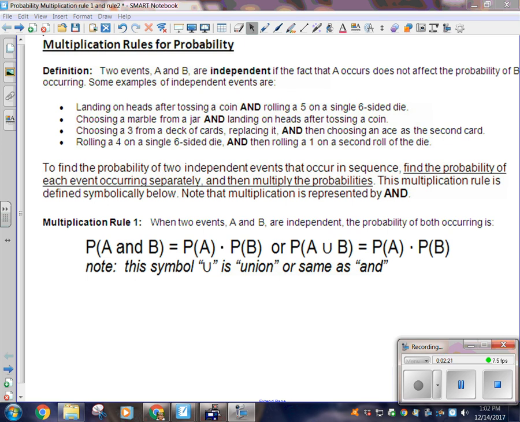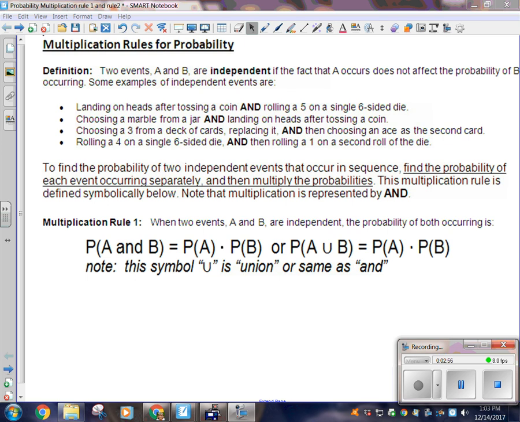So today we're going to talk about independent events versus non-independent events, things that do depend on each other. We're going to talk about the multiplication rules for probability where events are independent. If you land on heads after tossing a coin and you roll a die, those two things don't depend on each other. So here's the real quick and easy way to think about it: to find the probability of two independent events, like rolling a die and tossing a coin, find the probability of each event occurring separately and multiply the probabilities.